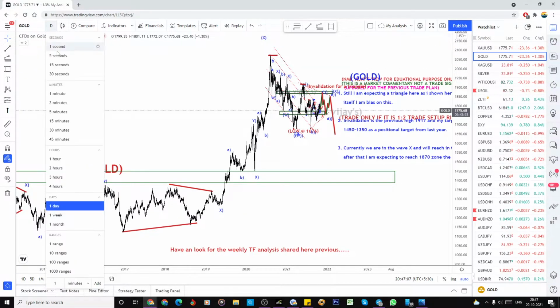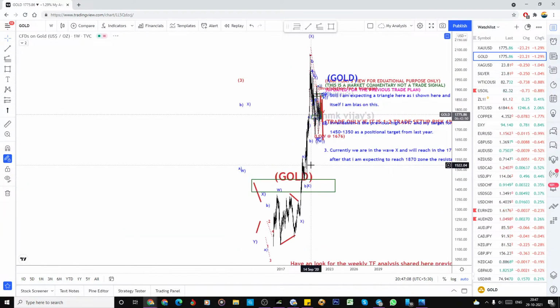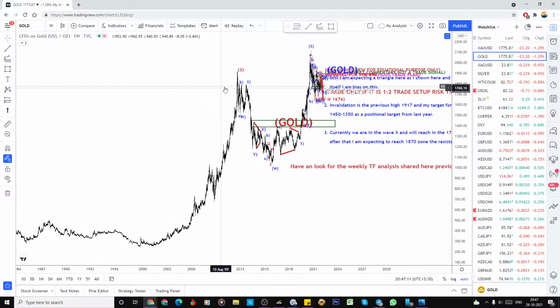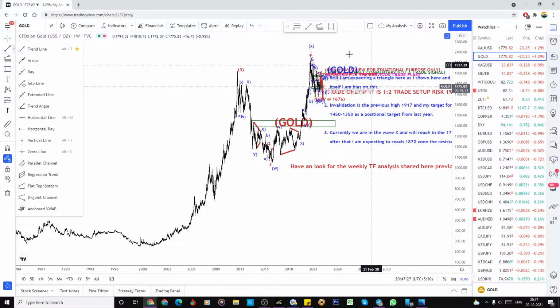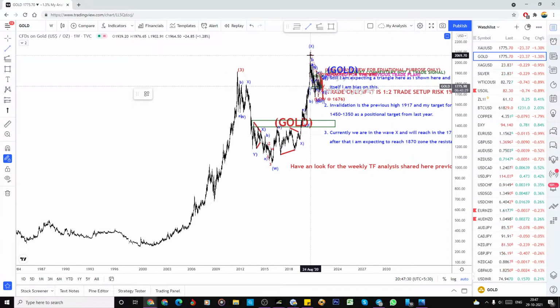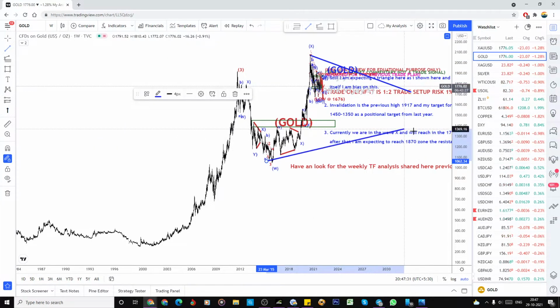So if it did like that in that weekly chart, this is a third wave, and I'm expecting that the fourth wave is an irregular flat formation, and again I'm expecting the fifth wave to reach nearly 2200 and above. That is the positional target. So either within that it could be converted into a triangle also. It's a bigger triangle also in impact.